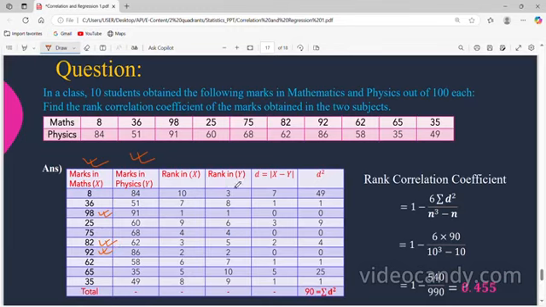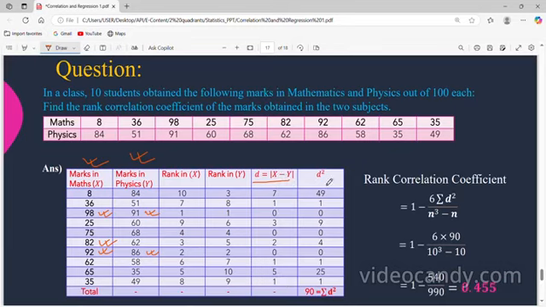Now ranking Y. In the same way we will check which student got the highest marks in physics. That is 91. Next is 86. In this way we will arrange it. Now d means the difference, modulus of x minus y. So 10 minus 3 is 7. 7 minus 8 is minus 1, and since the modulus sign is there, it is 1. In this way we will find the remaining values also.